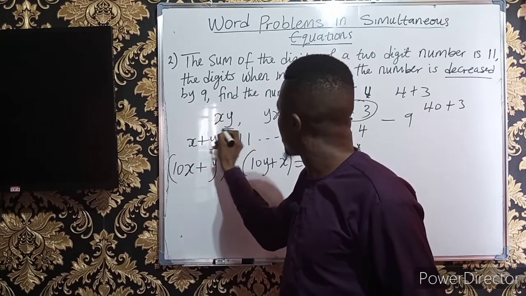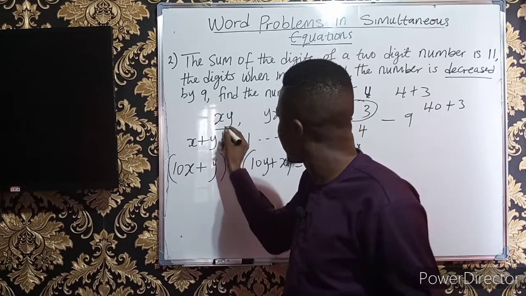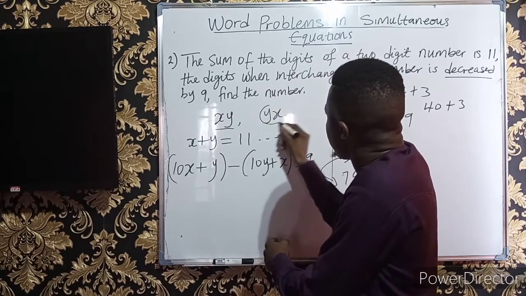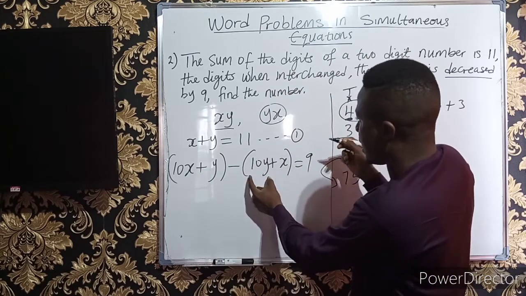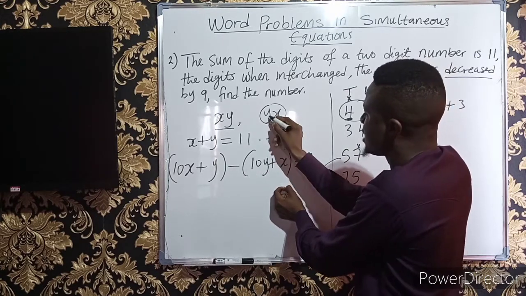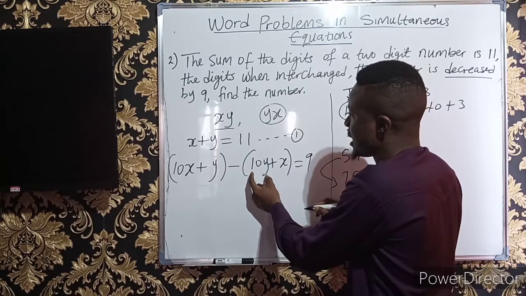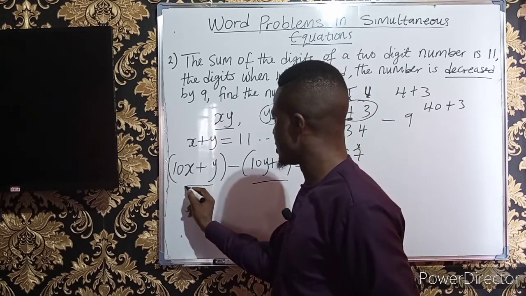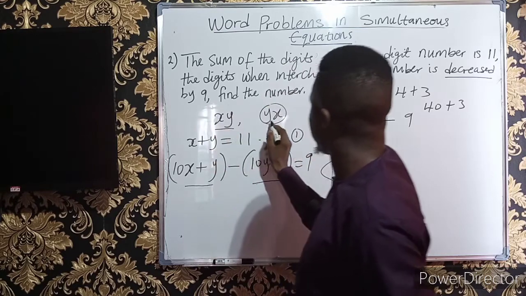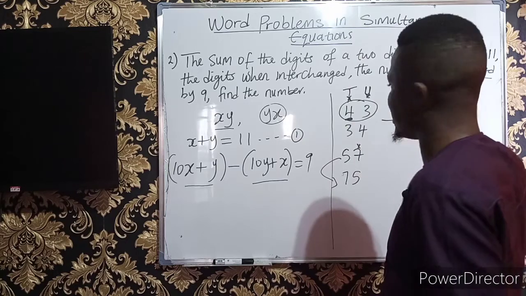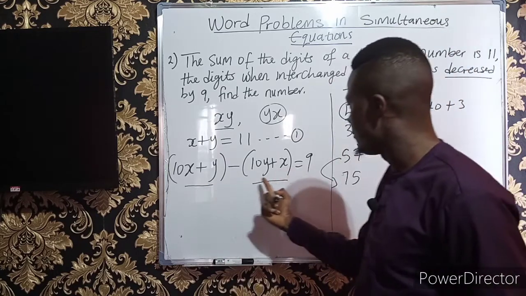So when I want to take the sum of these digits, it implies 10x plus y. When I interchange, I'll be having yx. So in this case, y will now be 10y plus x, because the interchange made y to be the tens unit. I would have written this first, but the original number is greater than the second number after the interchange. That was why we used the word decreased. That is why the bigger must come first.